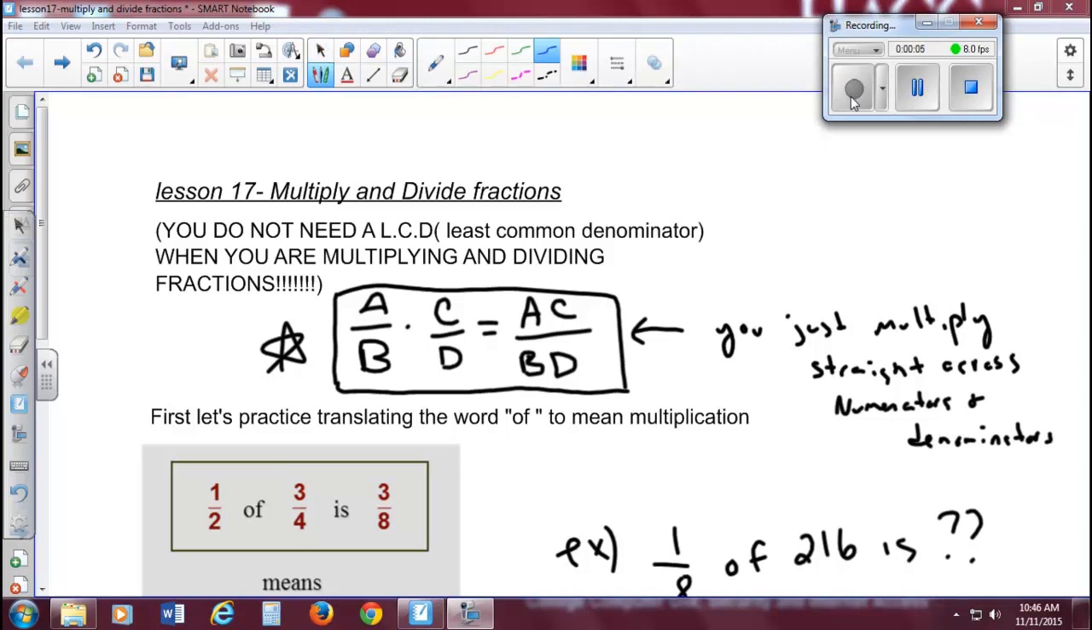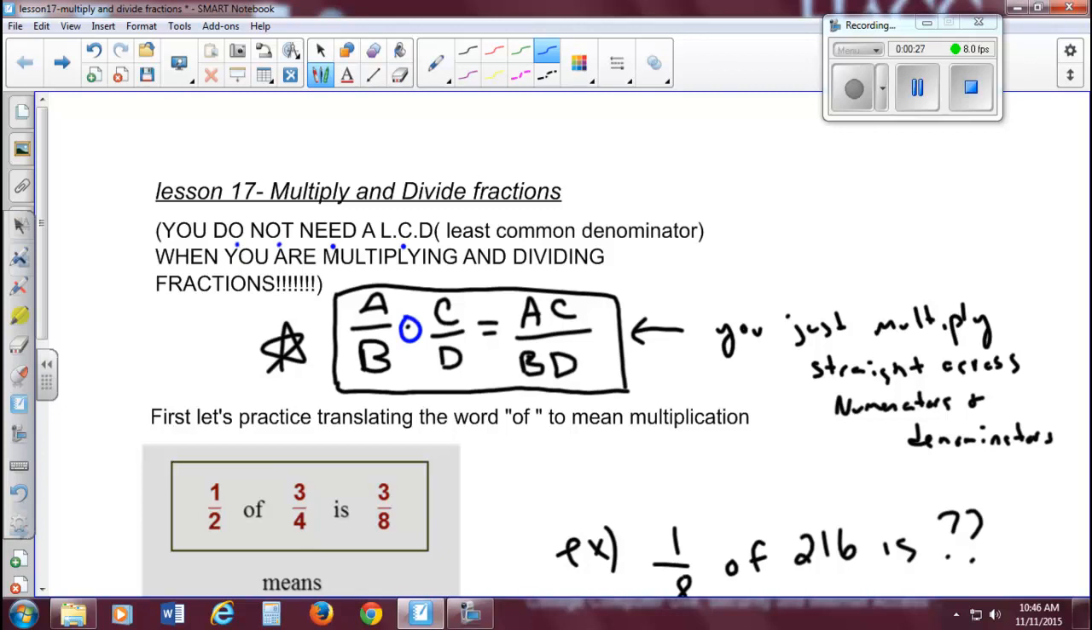Okay, welcome back. Lesson 17, multiply and divide fractions. When you are multiplying and dividing fractions, you do not need a least common denominator. Just remind yourself you don't need a least common denominator. So let's start off with operation multiplication.